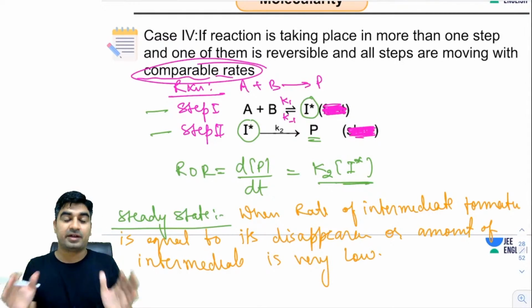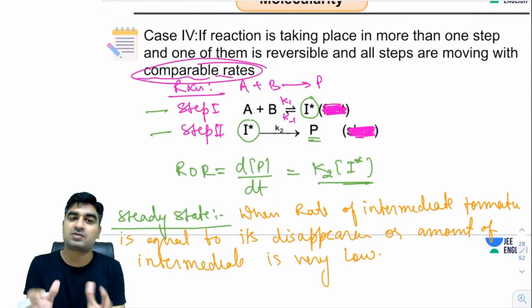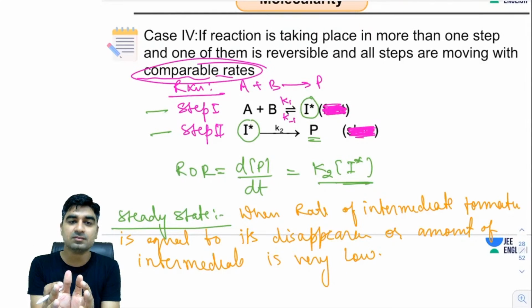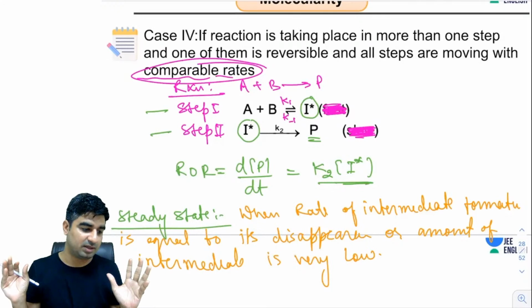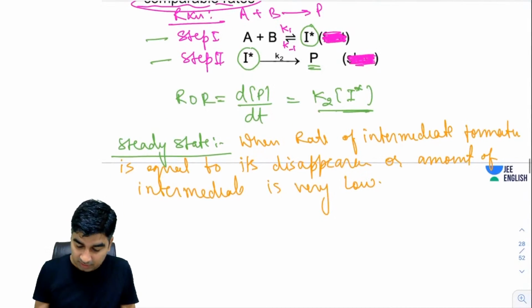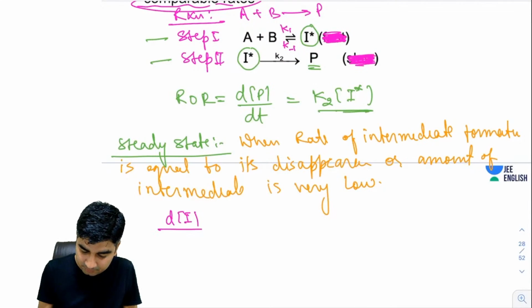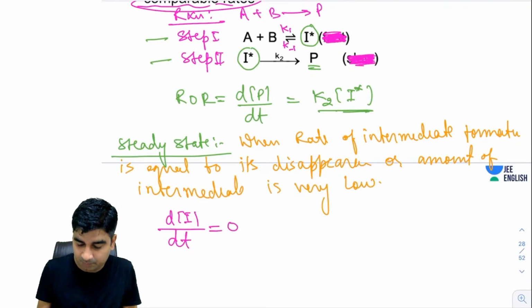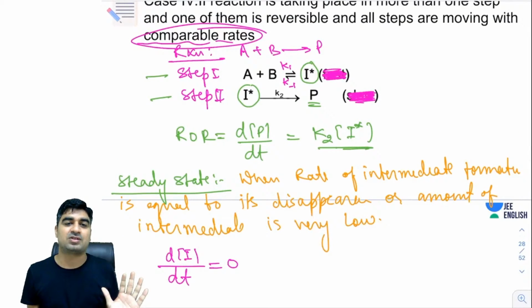So when the rate of appearance of an intermediate becomes equal to its disappearance, we call it a steady state. At a steady state only a small amount of reactant will be there. So I can write d[I]/dt is equal to 0. So the rate of formation of I is equal to the rate of disappearance of I.